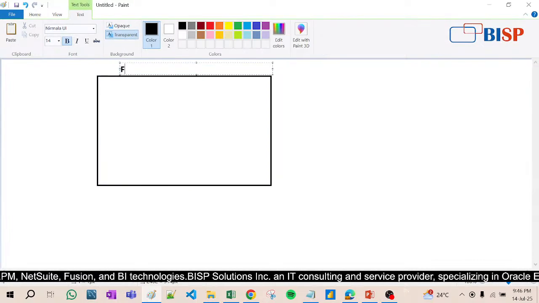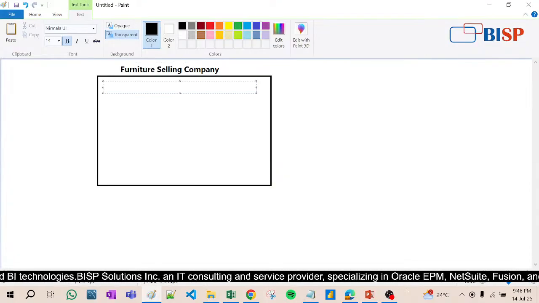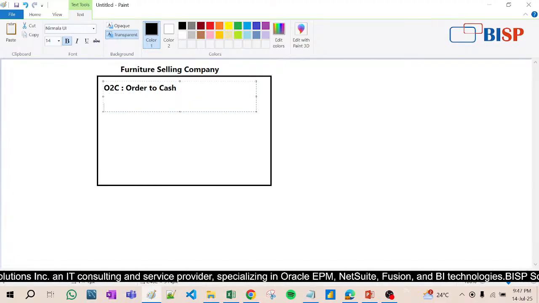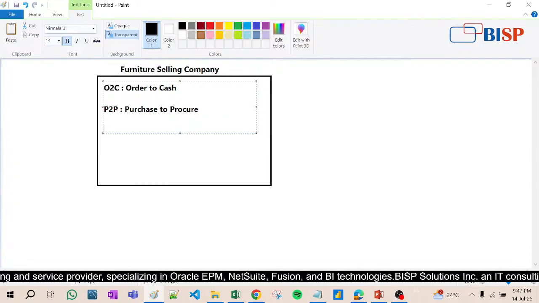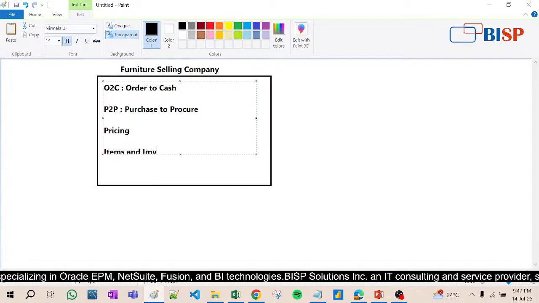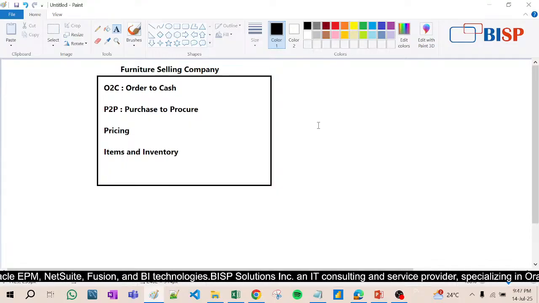A furniture selling company, right? Now they want to automate their order to cash. That is order to cash, that is related to sales order, P2P, right? And pricing, and the items and inventory, right? So this is what they want.